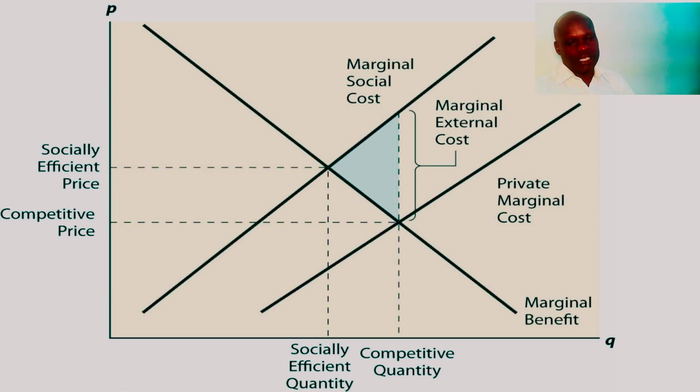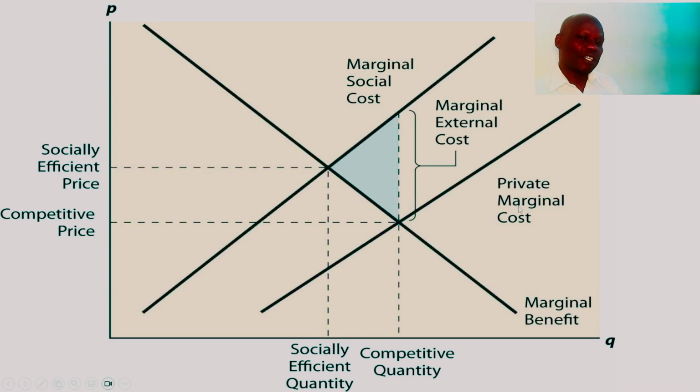Now, because everyone is operating in a market where they want to make profit, and we had seen that in a perfectly competitive market, firms should be price takers because the forces of demand and supply dictate the conditions in the market. In this case, we see that this competitive price is defined at the point of intersection between private marginal cost and marginal benefit.